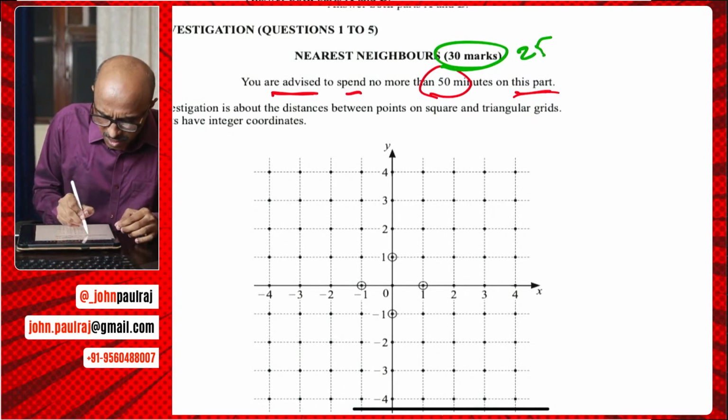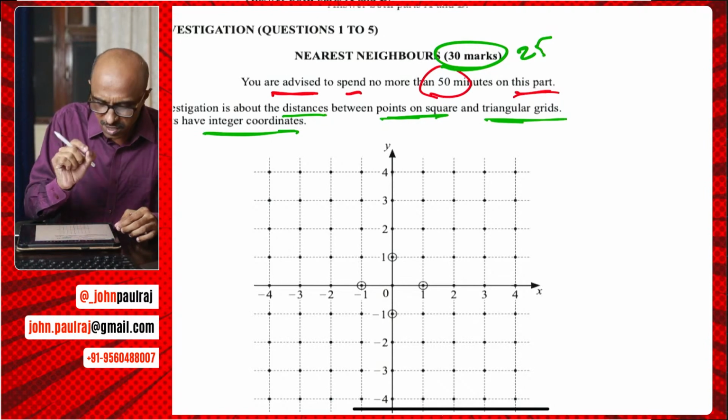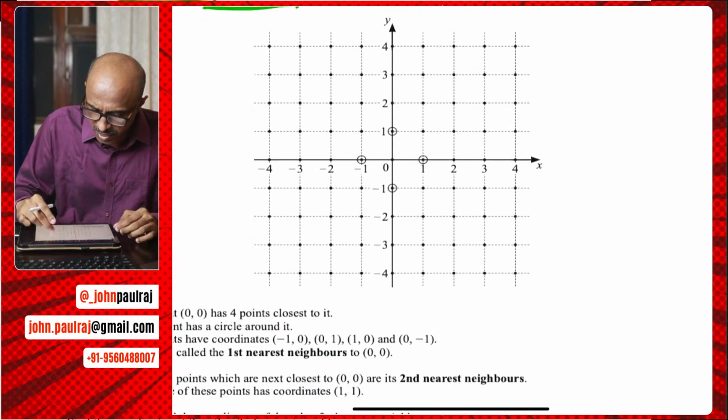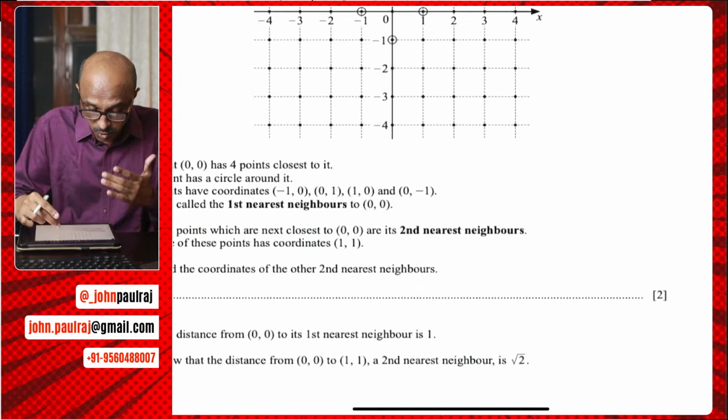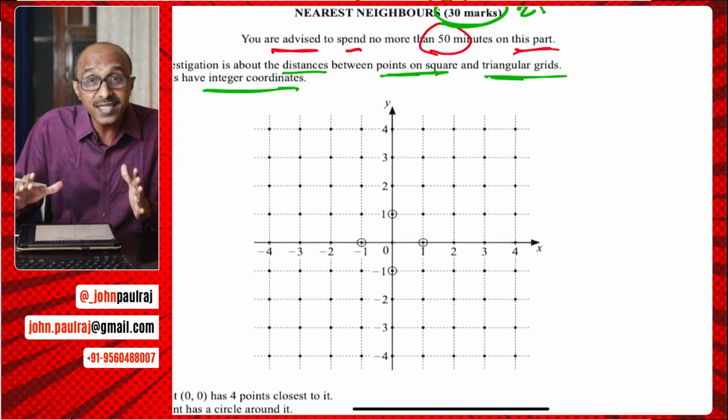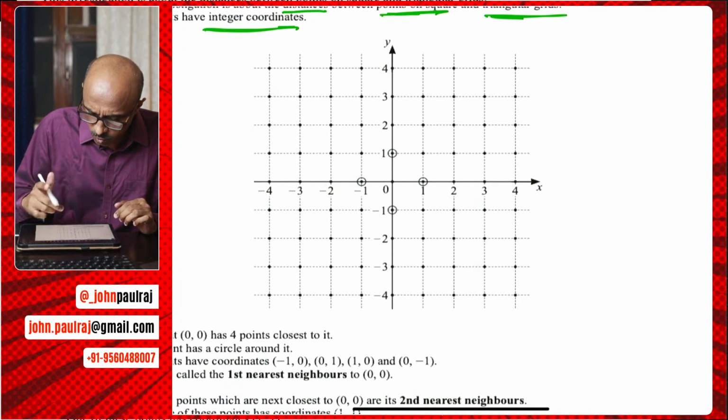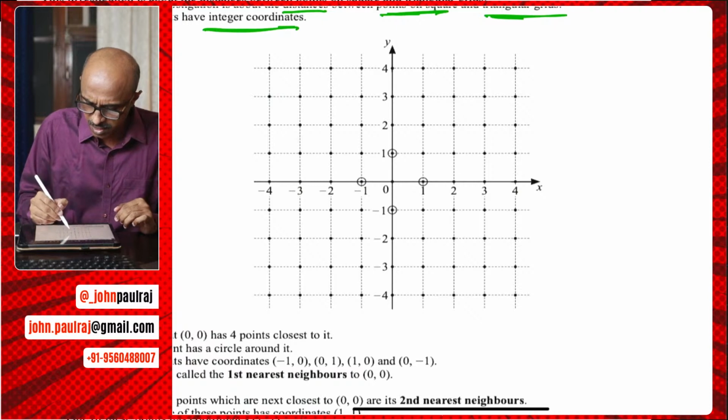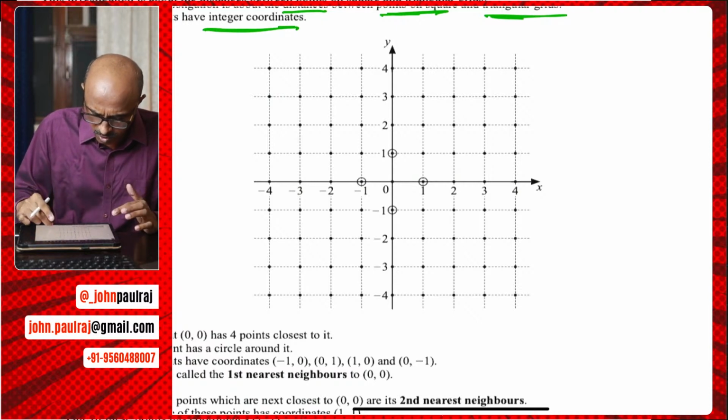This investigation is about the distances between points on square and triangular grids. All points have integer coordinates. Every one of those words is important, so keep an eye on all those things. And here we look at the grid; don't bypass that and go to the next question. Take a look at it, scan it and see what's there. So what do we see? We've got 4 points, given as circles, and the coordinates of the points are there. Cool. Now let me go on.